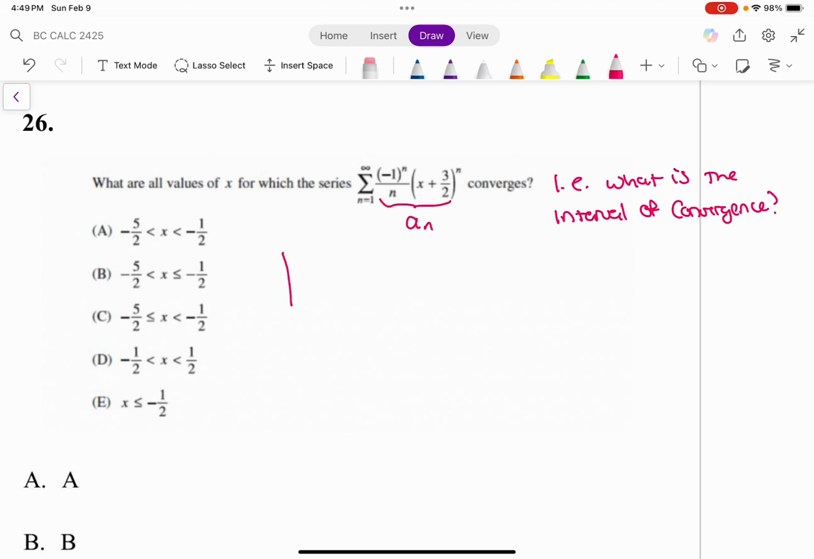Okay, so we analyze this ratio. I'm going to be a little more succinct than in a previous video. So, again, when you take the absolute value of the n plus first term, what you get is this. Okay, the x plus 3/2 has to be in absolute value to ensure it's positive. The absolute value of negative 1 to the n is just 1.